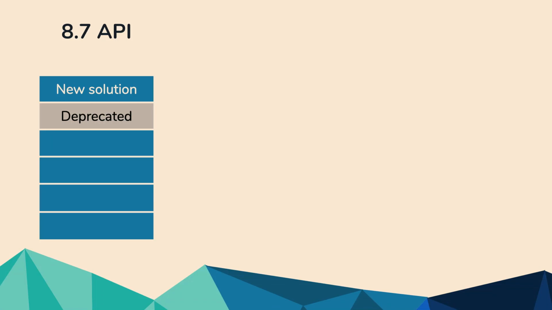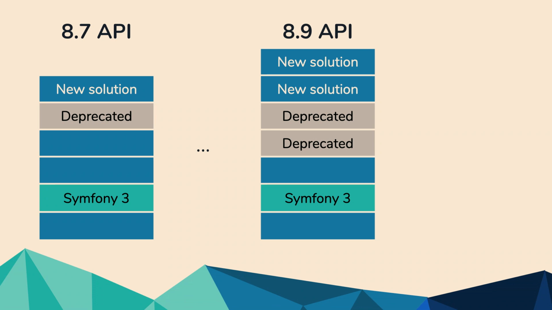As we do more and more of these, we accumulate a lot of future changes where the new code is already in the code base, but we keep the old code for backward compatibility. The same happens in our third-party dependencies, like Symfony 3. This is how we arrive at Drupal 8.9. Because we kept all of the deprecated solutions, we provide backward compatibility up to that point.